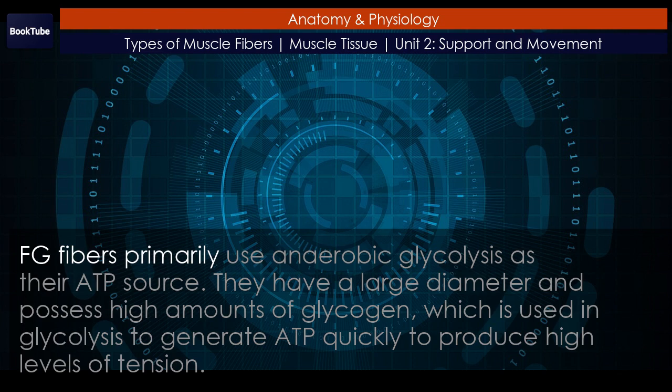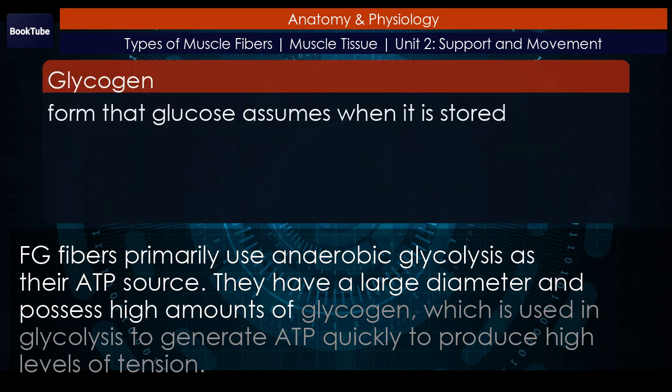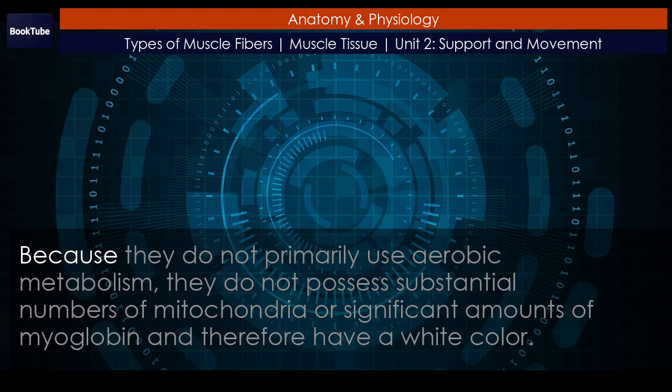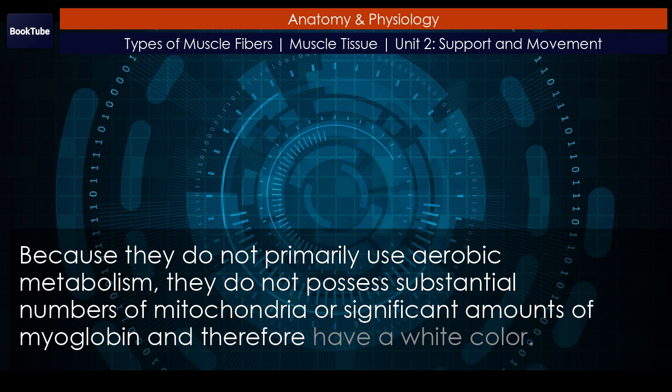FG fibers primarily use anaerobic glycolysis as their ATP source. They have a large diameter and possess high amounts of glycogen, which is used in glycolysis to generate ATP quickly to produce high levels of tension. Because they do not primarily use aerobic metabolism, they do not possess substantial numbers of mitochondria or significant amounts of myoglobin and, therefore, have a white color.